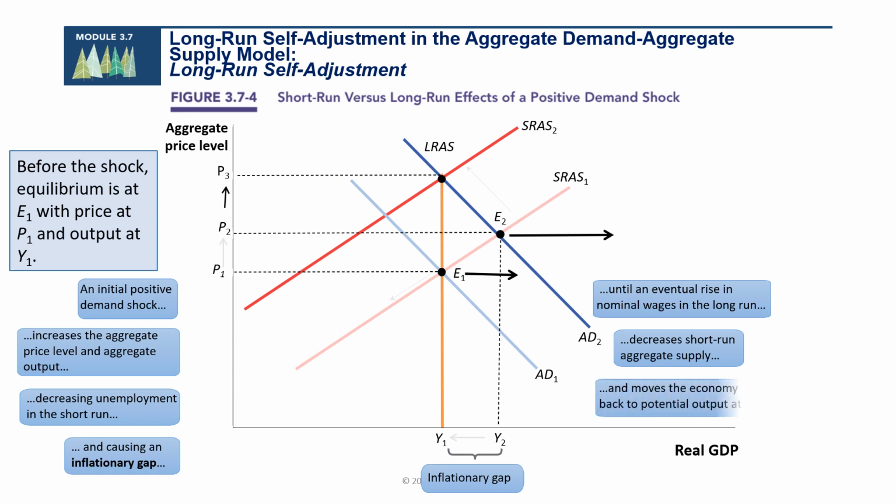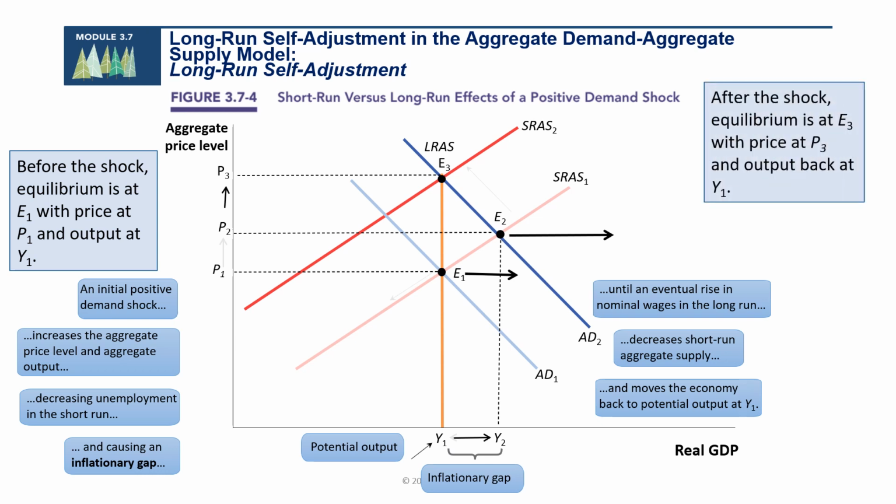So what has happened? This moves the economy back from Y2 back towards Y1, our initial level of potential GDP. So we have closed the inflationary gap and we're back at potential GDP. So after the initial shock of an increase in aggregate demand causing demand-pull inflation, we end up ultimately at E3, where output is back where it was when we started, potential GDP, and a new price level of P3.